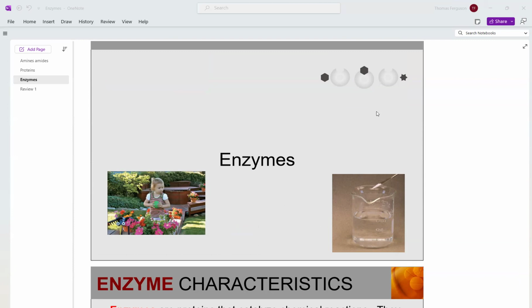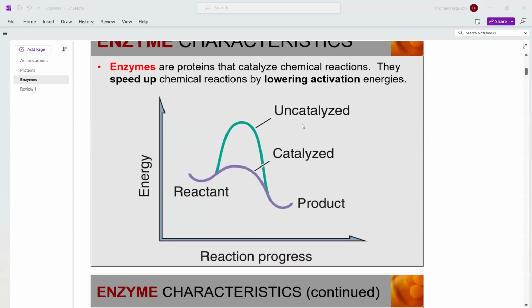Now, so what is an enzyme? An enzyme is a catalyst. A catalyst speeds up the reaction.